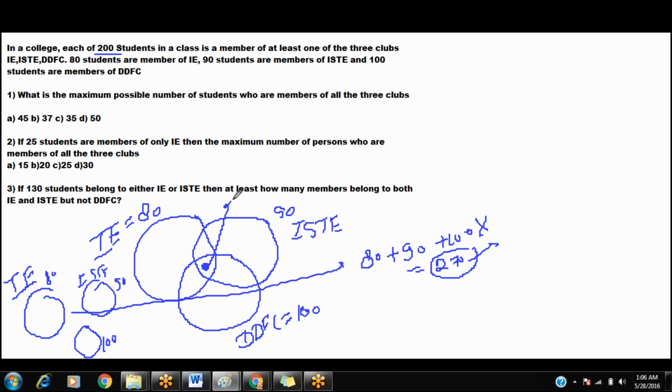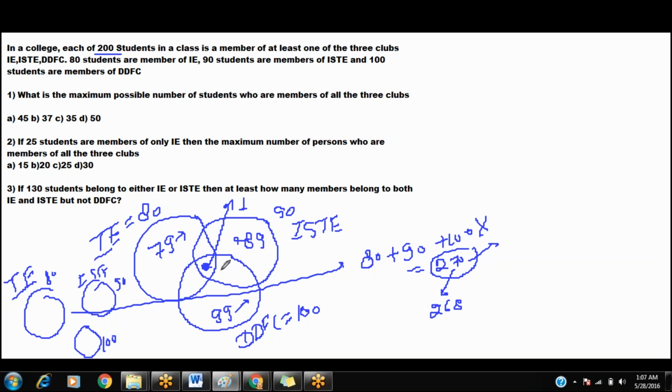So we have to put some value there. If I put 1 here, check. Then this value will decrease by 1, 79. This value also decreases by 1, 89, and this value also decreases by 1, 99. So what will happen to the overall value? This value will decrease by 1, this will decrease by 1, this will decrease by 1, and this value increases by 1. So an overall decrement of 2. So this 270 will become 268.